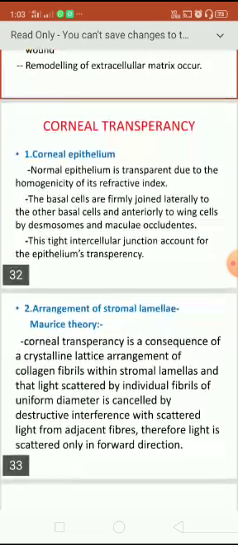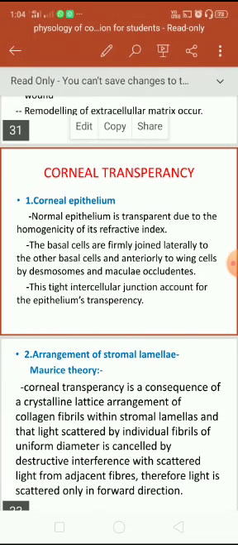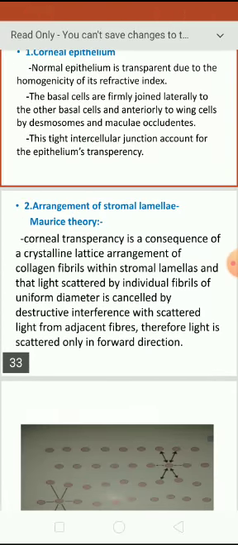Now the most important aspect of the cornea is corneal transparency. The cornea is transparent because of the following factors. First is the corneal epithelium. Normal epithelium is transparent due to the homogeneity of its refractive index. The basal cells are firmly joined laterally to other basal cells and anteriorly to wing cells by desmosomes and macula occludens. This tight intercellular junction accounts for epithelial transparency.